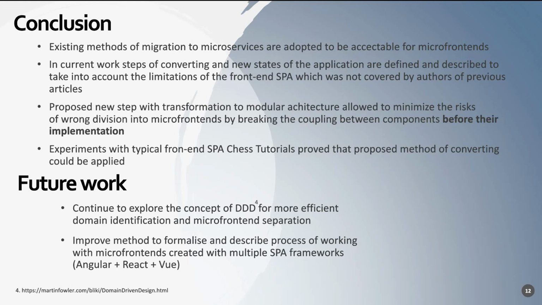Conclusion. Existing methods of migration to microservices are adapted to be acceptable for microfrontends. In the current work, the steps of converting and new states of the application are defined and described to take into account the limitations of front-end applications, which were not covered in previous articles. The newly proposed step of transformation to modular architecture allows us to minimize the risk of wrong division into microfrontends by breaking the coupling between components before their implementation. Experiments with a typical front-end application proved that the proposed method of converting could be applied in real life.